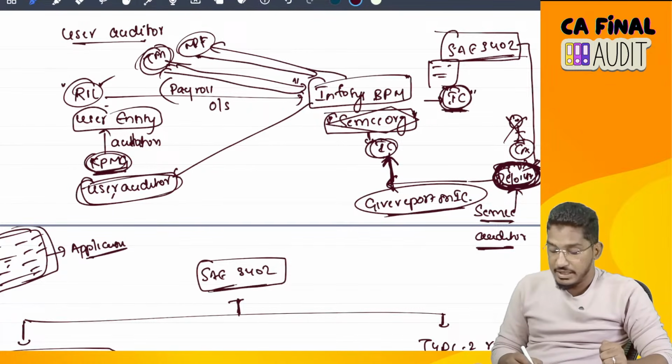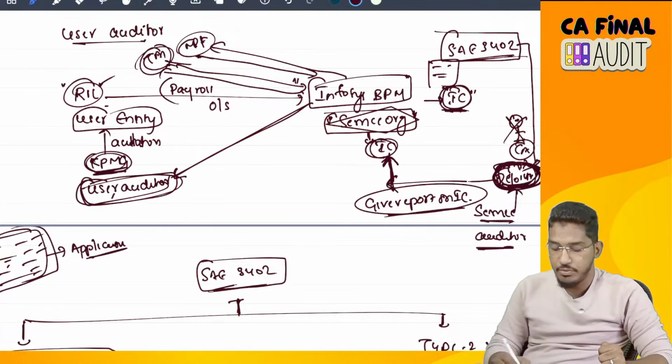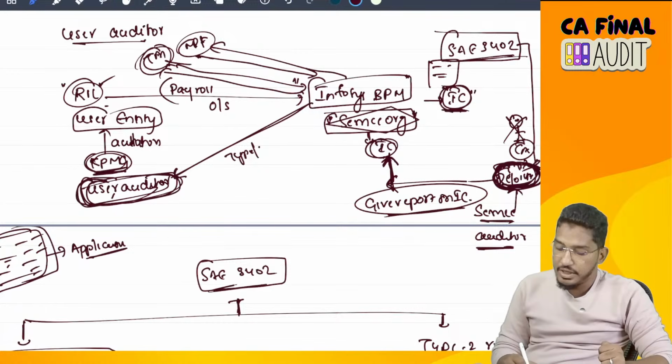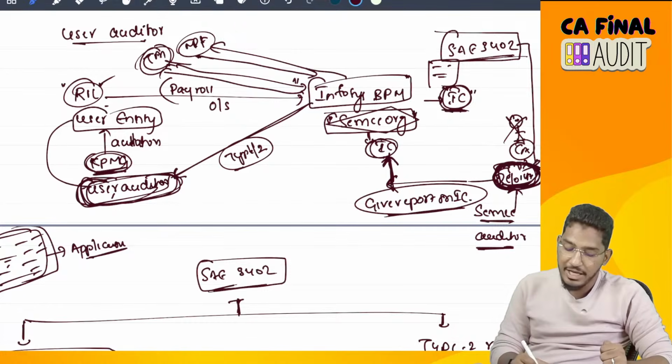Now, why will the service auditor give the report? The service auditor will give the report so that the service organization will forward that report to the user auditor. So this type 1 or type 2 report will be given to the user auditor. Now the user auditor should make use of that type 1 or type 2 report for forming an opinion on the financial statements of Reliance, right?